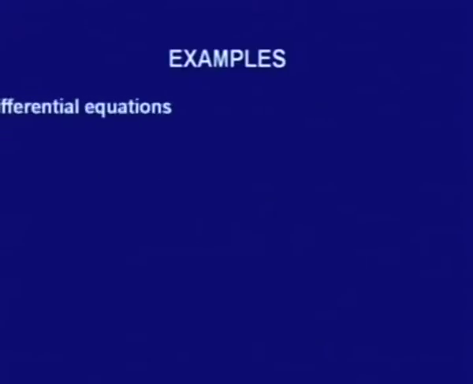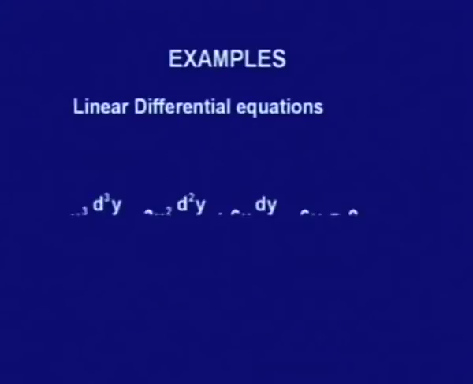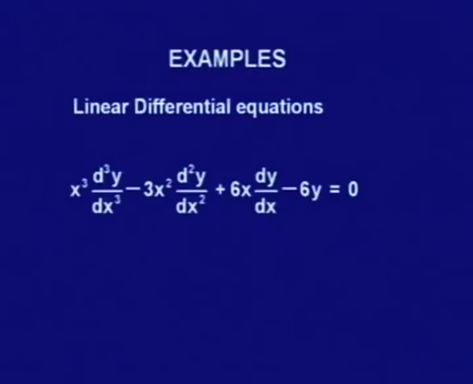So, first let us see an example of a linear differential equation. See this example, x cube times d3y over dx3 minus 3x square times d2y over dx2 plus 6x times dy over dx minus 6y is equal to 0. Here we see that the derivatives involved are first order, second order and third order, and all these derivatives and the function y are in degree 1 only. None of them have any exponent. Moreover, nowhere do the function and derivatives appear simultaneously in any term. Thus, this equation is linear in the unknown function y and its derivatives.